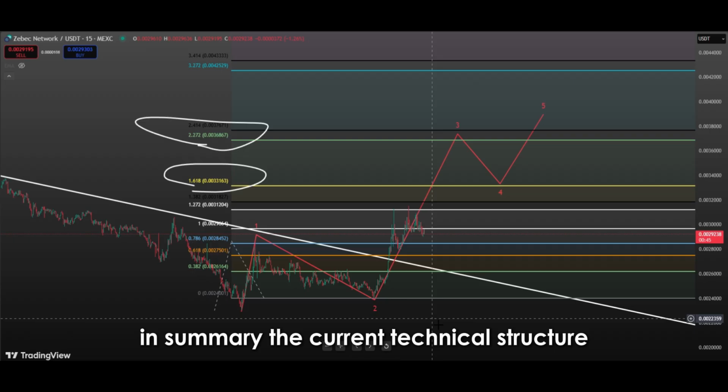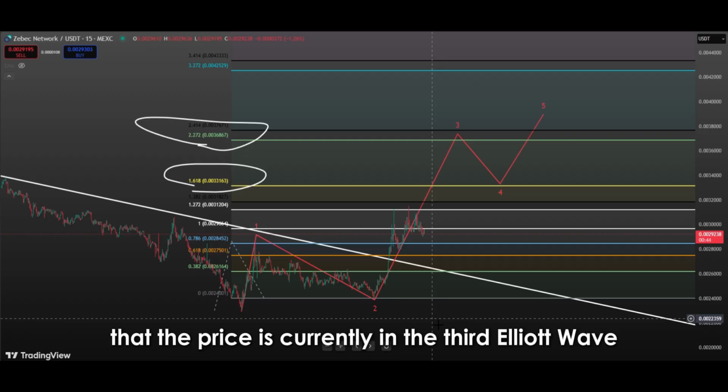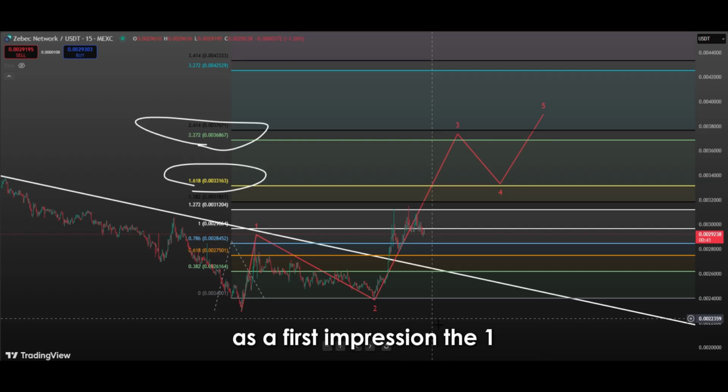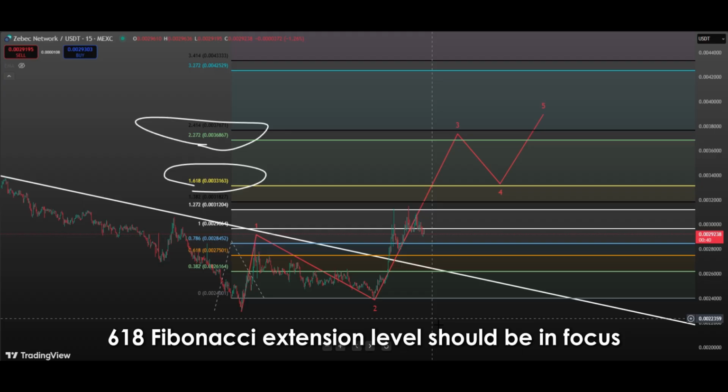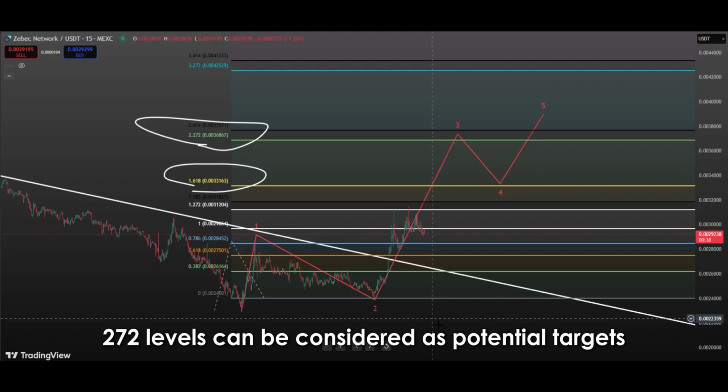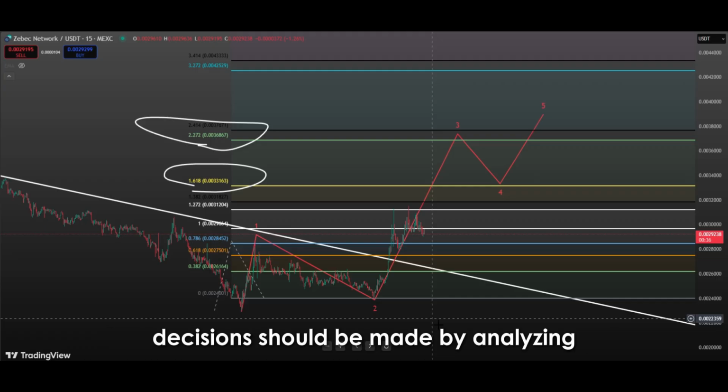In summary, the current technical structure shows that the price is currently in the third Elliott wave, and this wave has not yet reached the target levels. As a first impression, the 1.618 Fibonacci extension level should be in focus. If this level is exceeded, 2.72 levels can be considered as potential targets. Decisions should be made by analyzing how these targets work on the chart and how they have reacted in the past.